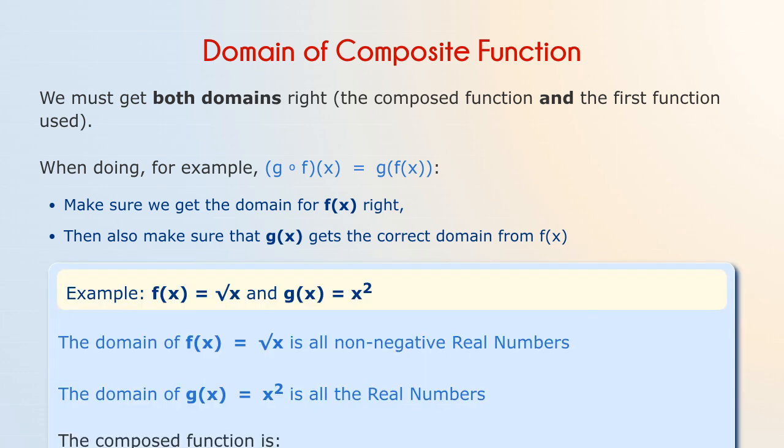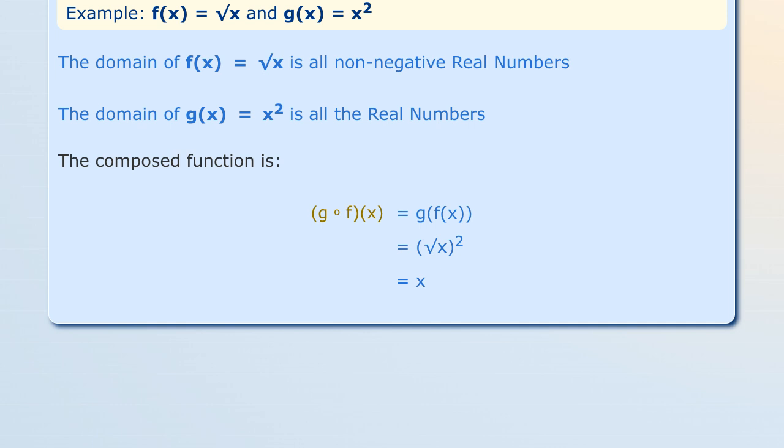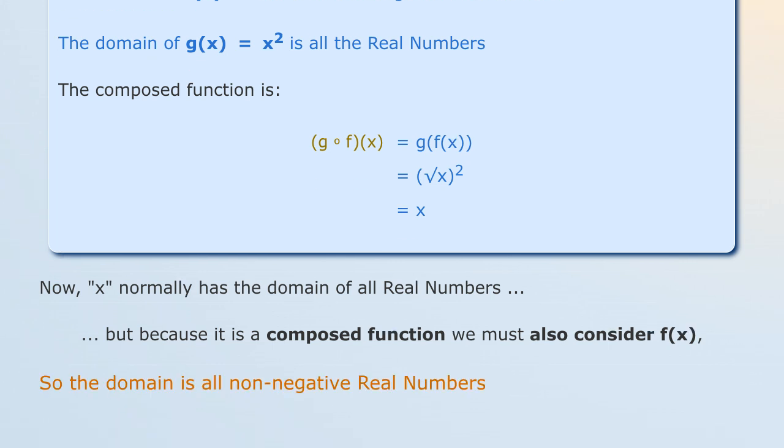Example: f of x equals square root x, and g of x equals x squared. The domain of f of x equals square root x is all non-negative real numbers. The domain of g of x equals x squared is all the real numbers. The composed function is g of f of x equals the square root of x, squared, equals x. Now, x normally has the domain of all real numbers, but because it is a composed function, we must also consider f of x. So the domain is all non-negative real numbers.